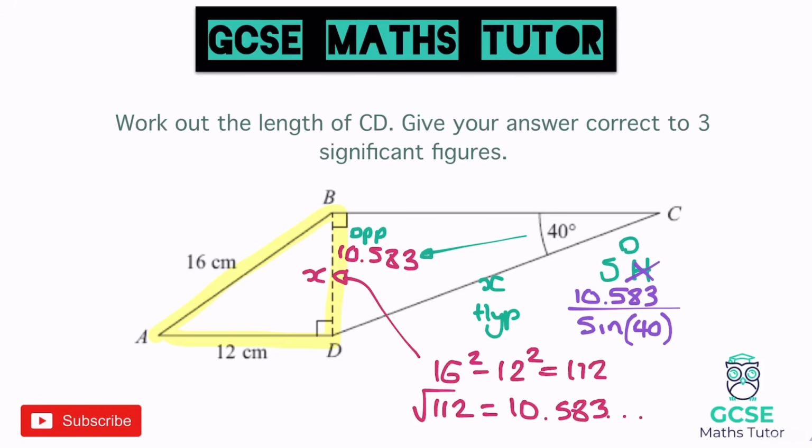Answer divided by sine 40, and we get an answer of 16.46. So let's write that down. Let's bring it up here. We get 16.46423 and some more decimals there. But again, we only need it to 3 significant figures.